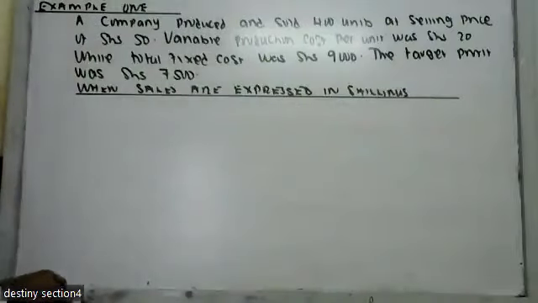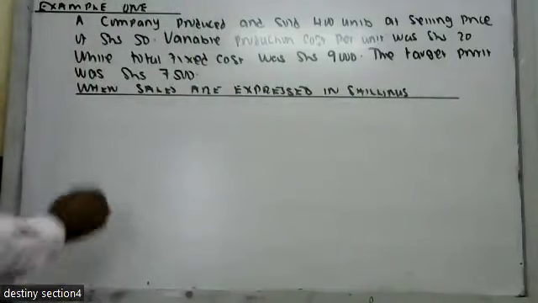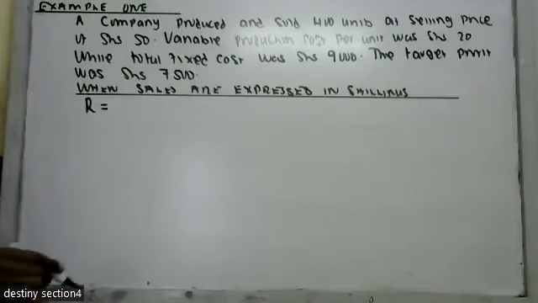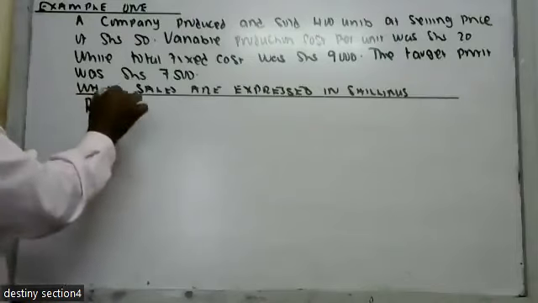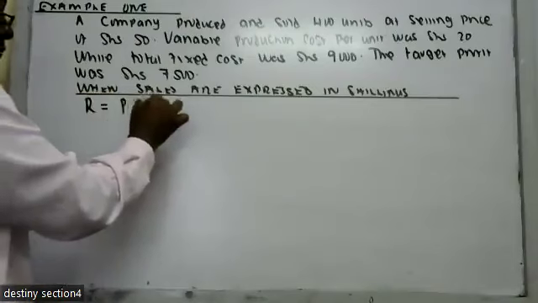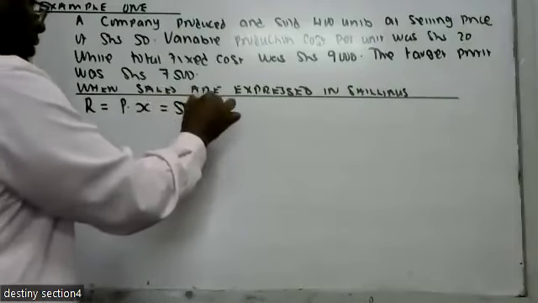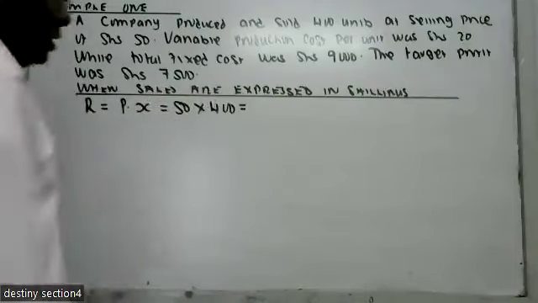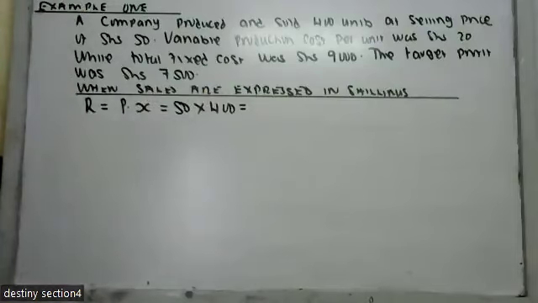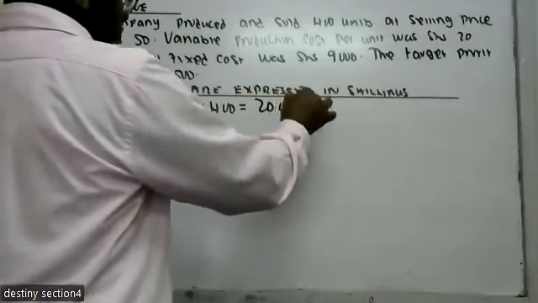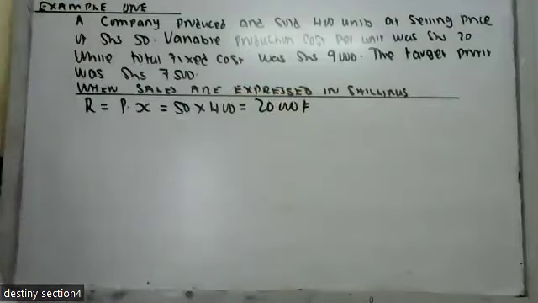So when sales are expressed in shillings, the first thing is to get revenue. Revenue, we have said, is given as price multiplied by the units. So this will be the selling price of 50 times the units 400. So 50 times 400 gives us 20,000 shillings.